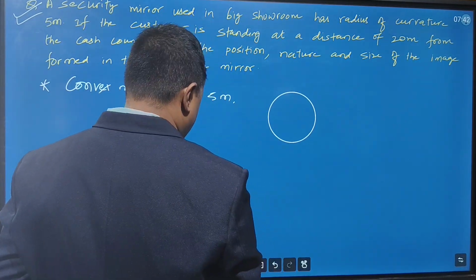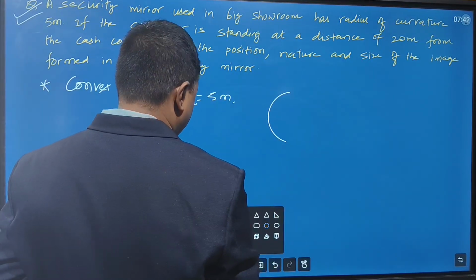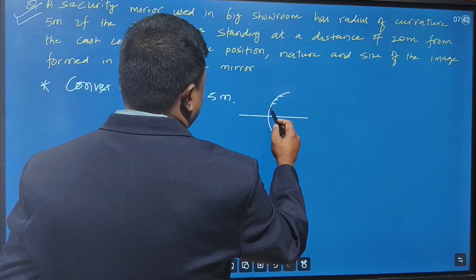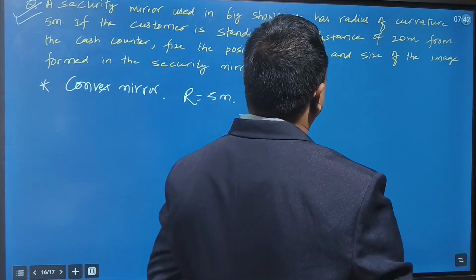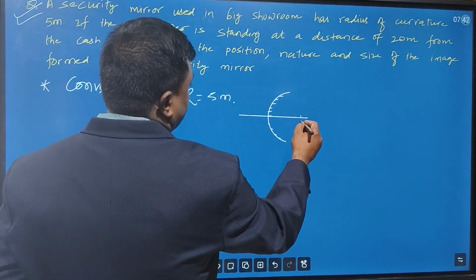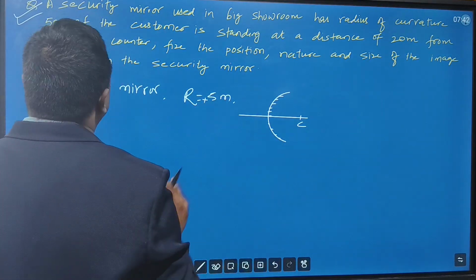So for a convex mirror, you can draw one rough diagram also. Here the polished part is what? The outer part. The security mirror used in the big showroom has a radius of curvature of 5 meters. Where is the radius of curvature? Here C is there, so the radius of curvature is on the right hand side. So it is what? Positive. Yes or no? That you have to remember.